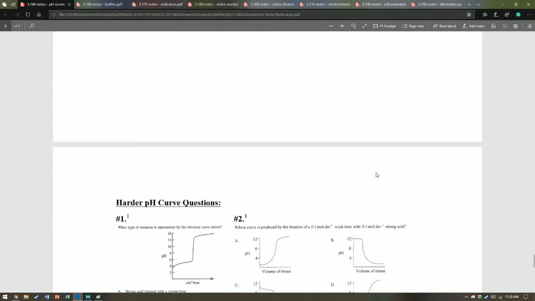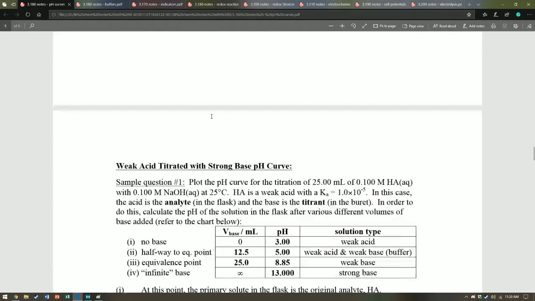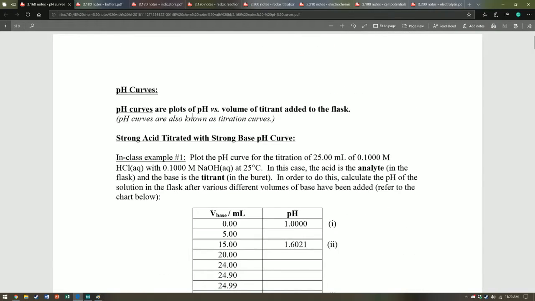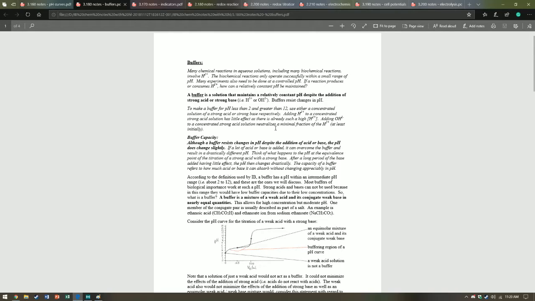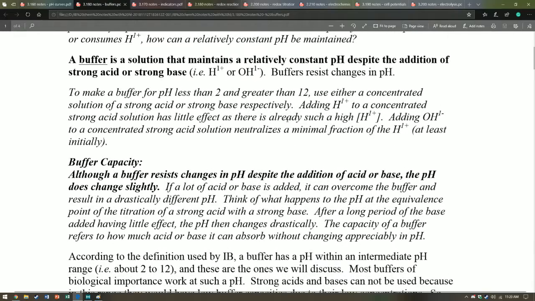Now, I mentioned some talk about buffers before. Now, let's actually go into explaining what a buffer is. A buffer is a solution that maintains a relatively constant pH despite the addition of strong acid or strong base.